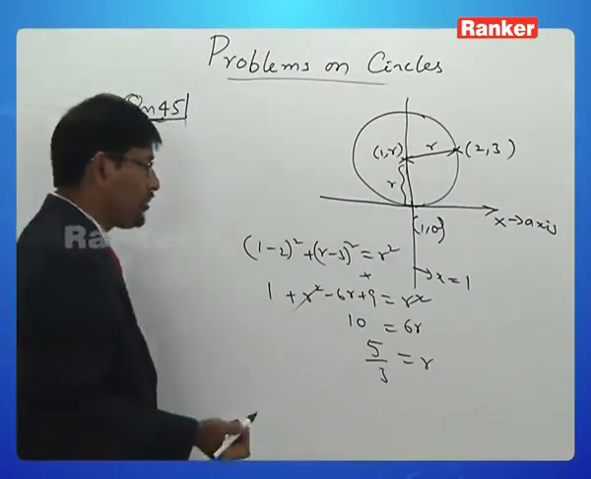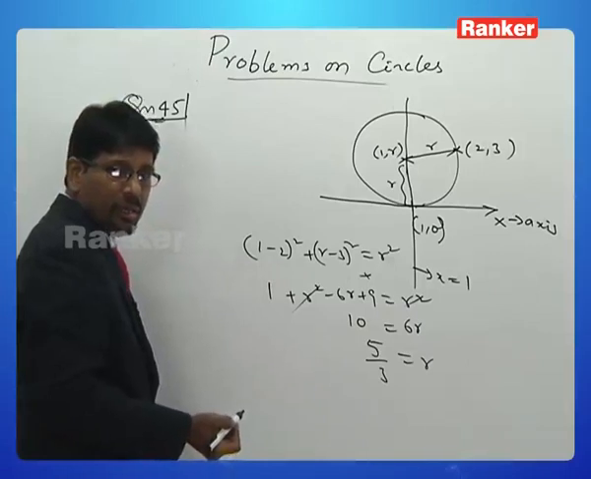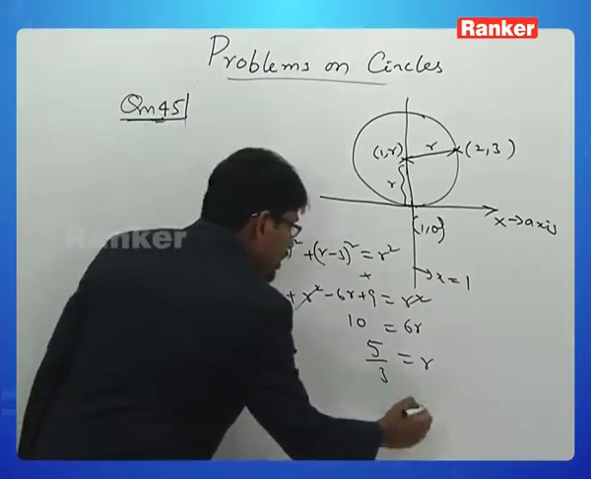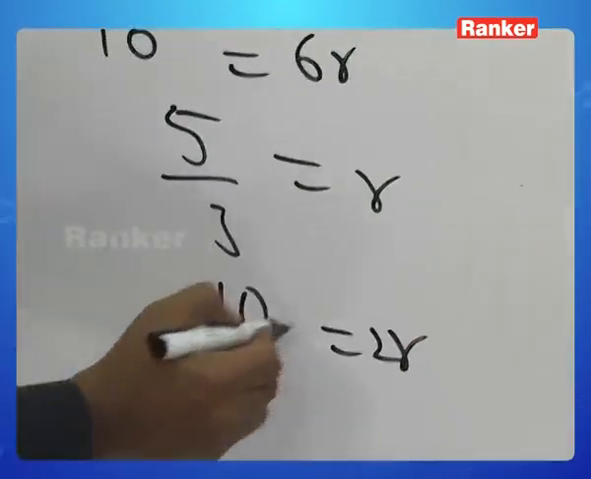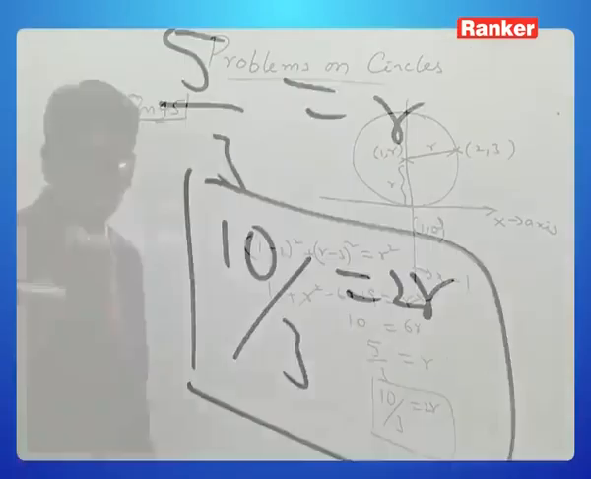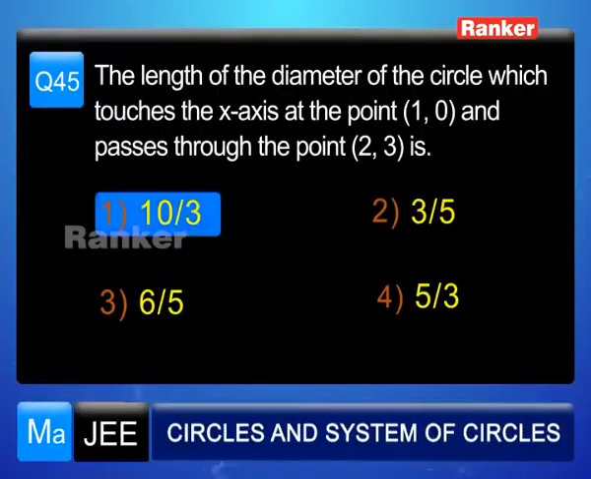Okay, r is 5 by 3, and we are actually interested in the length of the diameter. Therefore 2r is equal to 10 by 3. Length of the diameter is 2r equal to 10 by 3. The right answer is option 1. Option 1 is the right answer.